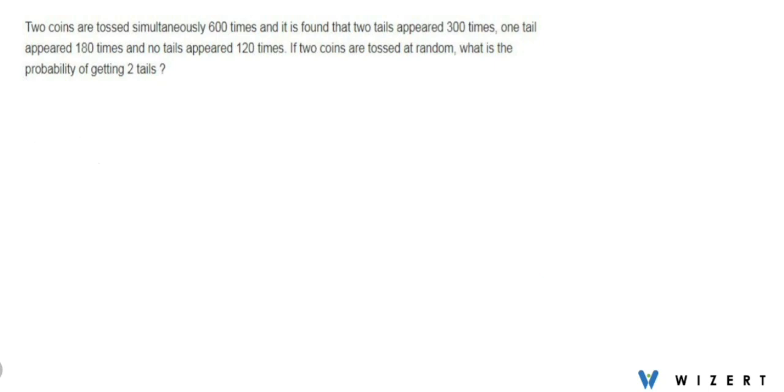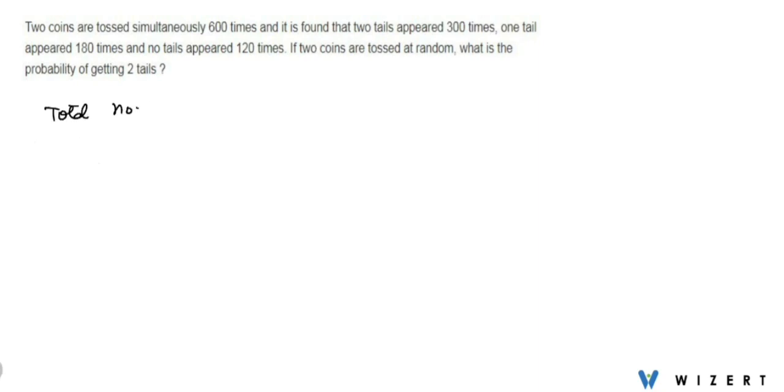Two coins are tossed simultaneously 600 times and it is found that two tails appeared 300 times, one tail appeared 180 times and no tails appeared 120 times. So if two coins are tossed at random, then what is the probability of getting two tails? We have to find out.